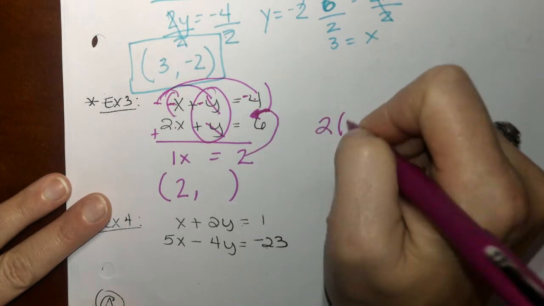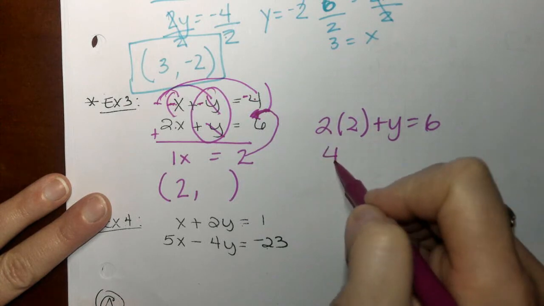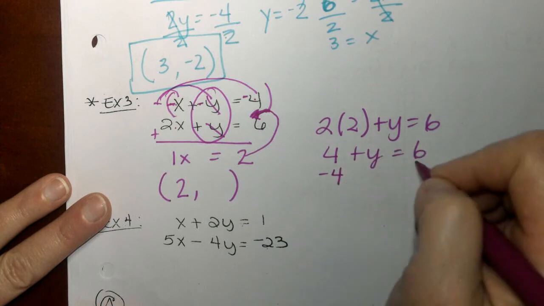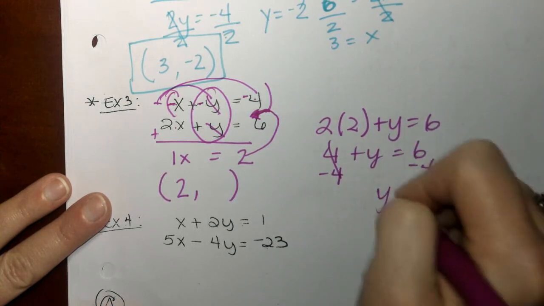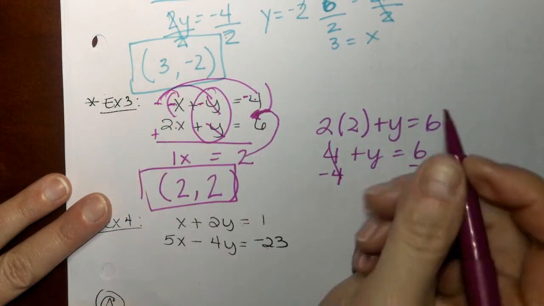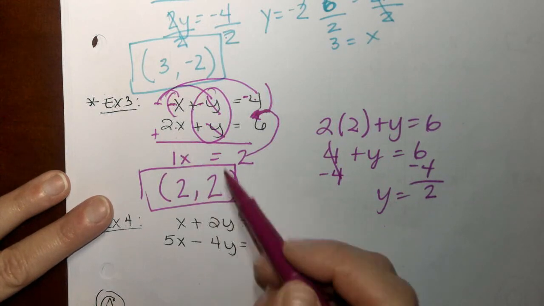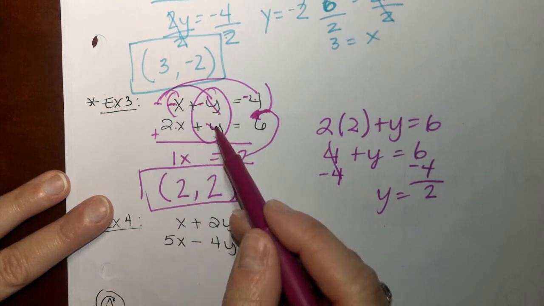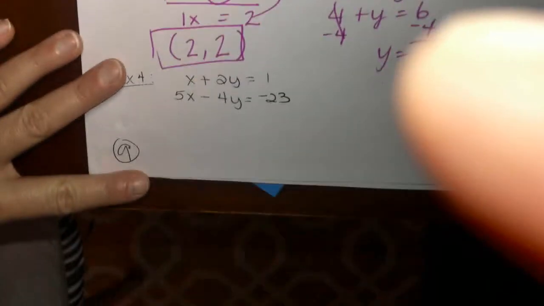So 2 times 2 plus y equals 6. So we have 4 plus y equals 6. So we're going to subtract 4 from both sides to get that 4 to the other side. And we end up with y equals 2. So it's 2, 2. And remember, you can always check yourself by plugging 2 in for x and 2 in for y and seeing if it checks out. 2 times 2 is 4 plus 2 is 6. Check. Let's do one more down here.